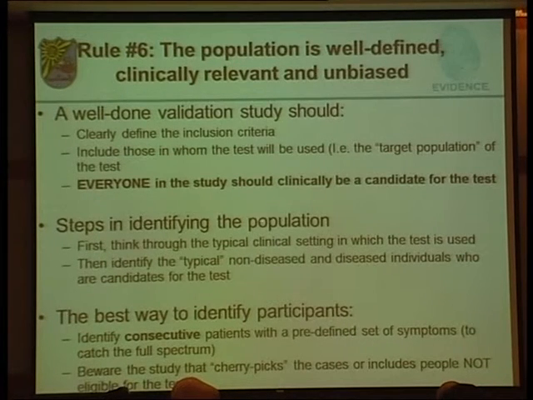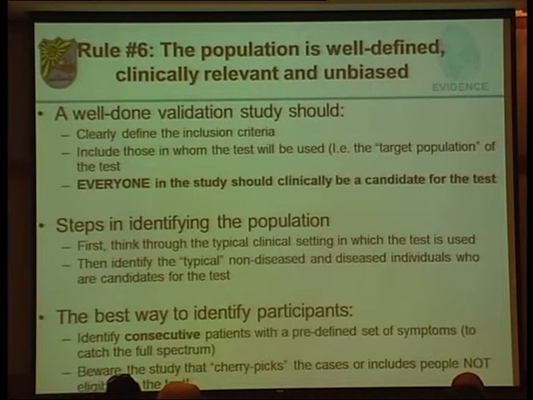So the steps in identifying who should be in the test is this. First, think through the clinical situation in which you would be doing the test. Whether it's a diagnostic test or a screening test, think through the typical clinical presentation and say, those are the people who should be in this study. Okay? So identify the typical non-diseased and diseased, right? What that means is if someone comes with chest pain, you have a question. Is it cardiac pain or not? Right?